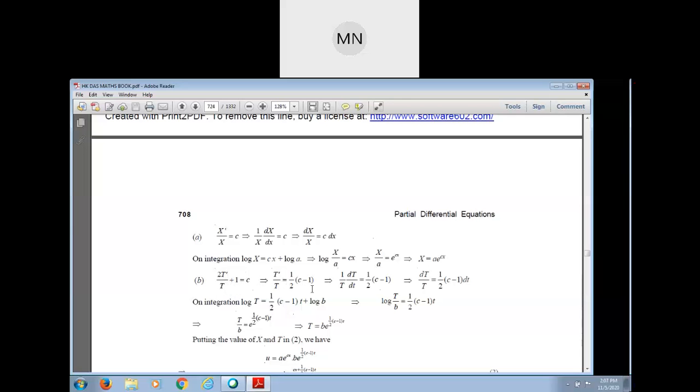Okay, now here see that t dash is what? T dash means what? d capital T by dt, is not it? And left hand side it is half of c minus 1. Okay, and this gives us what? d capital T by capital T equals to half of c minus 1 into dt. Okay, is it clear? Yes, ma'am. Any doubt?